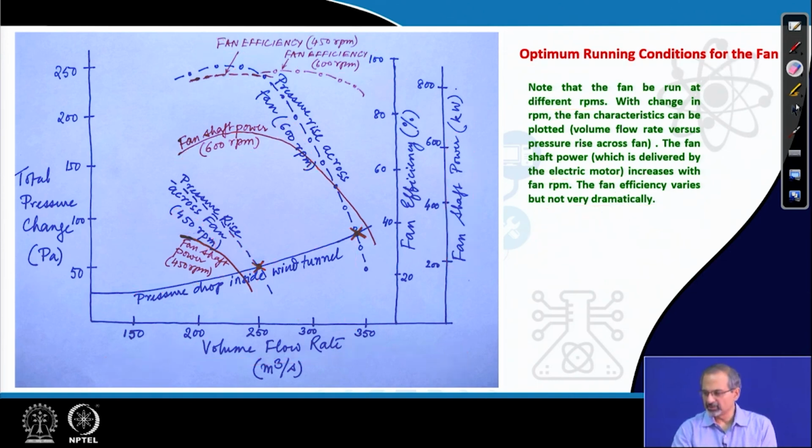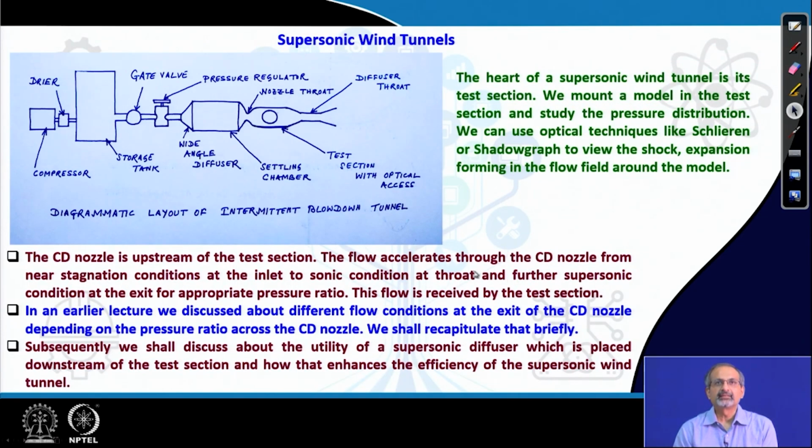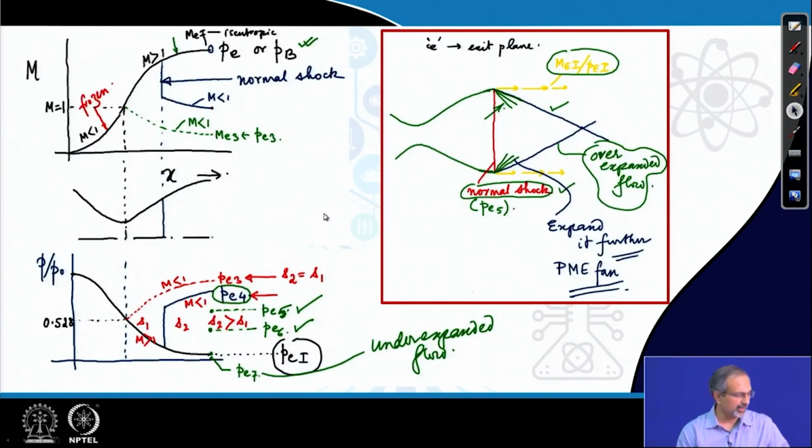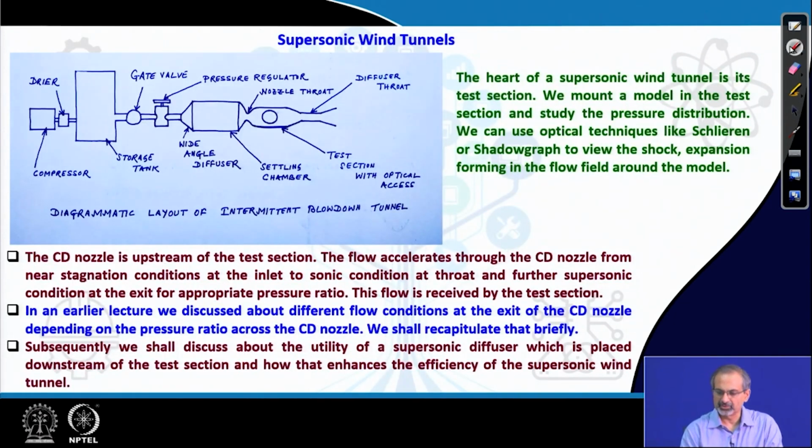So, this was a kind of brief discussion on the different conceptual design aspects of subsonic wind tunnel. The next thing that we will discuss is the supersonic wind tunnels. You have a rough sketch of such a facility over here. This is called an intermittent blow down type supersonic tunnel. We will have a very brief look at it before we close this lecture.